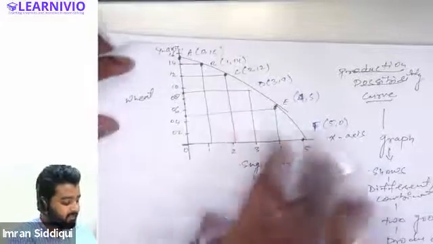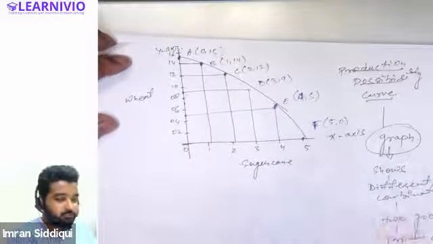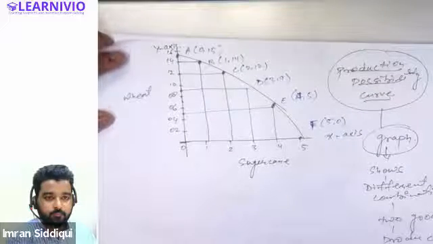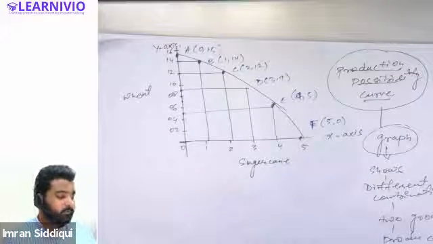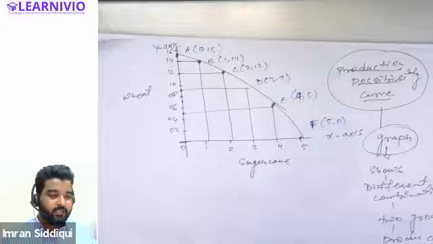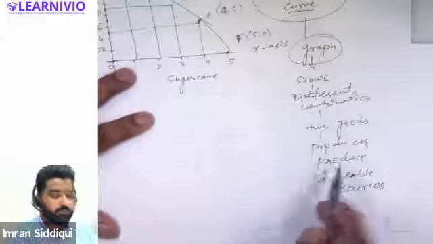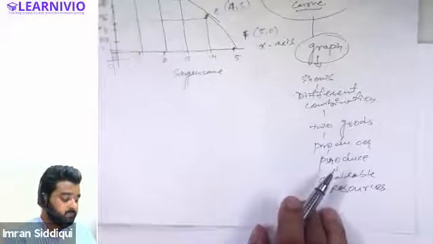So basically interconnecting these combinations through a line makes a graph. This graph is called the production possibility curve. And if we have to explain what it is, we can clearly say that the production possibility curve is a graph that shows different combinations of two goods that a producer will be able to produce using the available resources and technology that he has at a particular point of time.